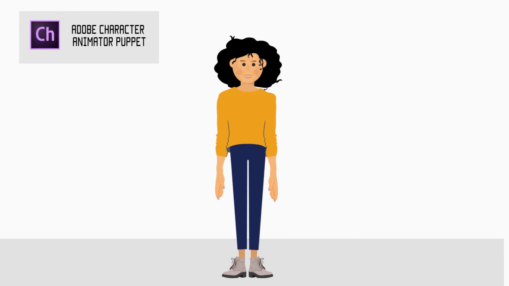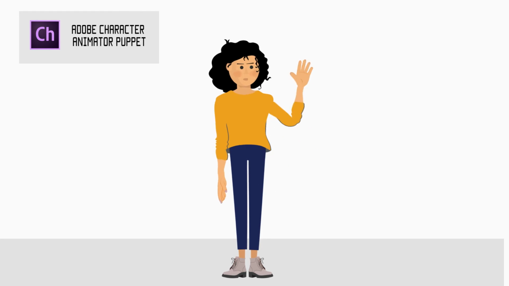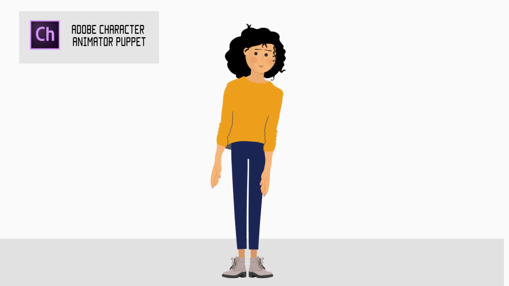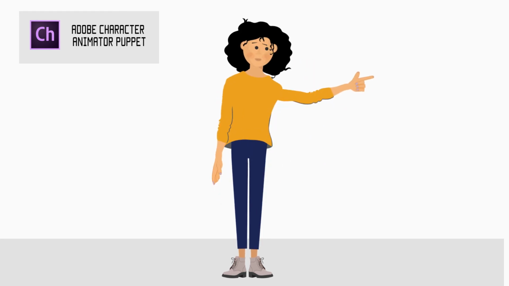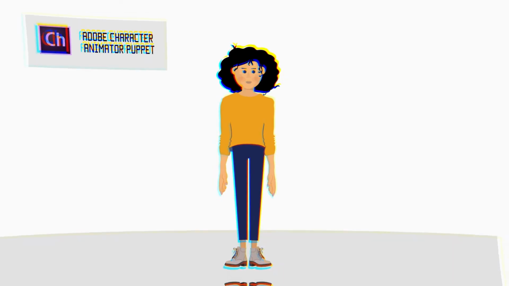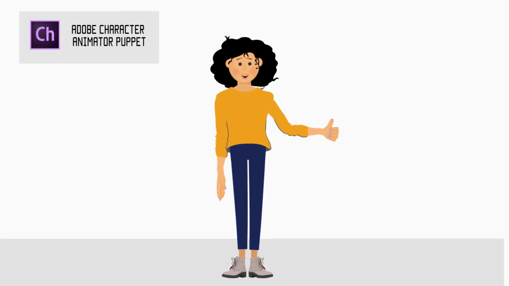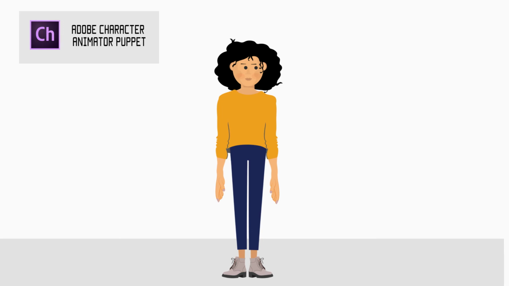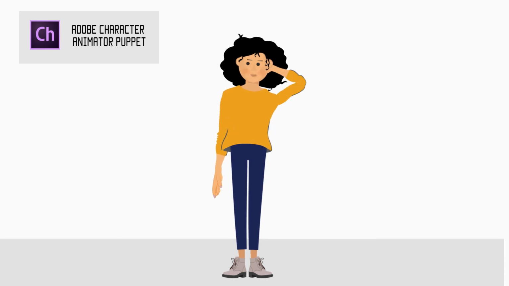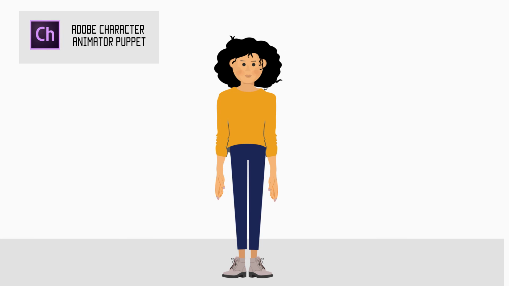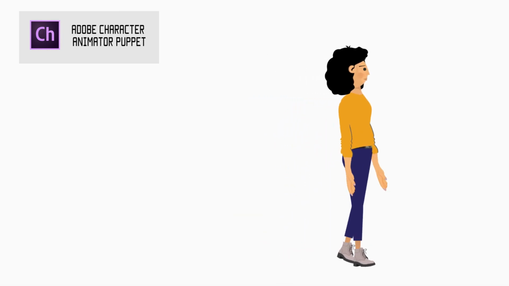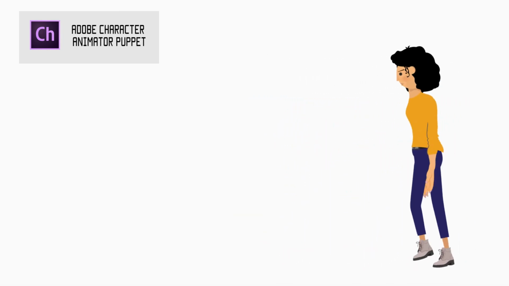I can perform different gestures. I can wave to say hi. I can point. I can give thumbs up. I can scratch my head. And many more. And I can walk left or right when you press the arrow keys on your keyboard.